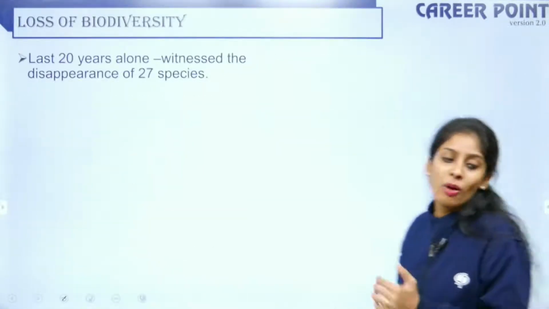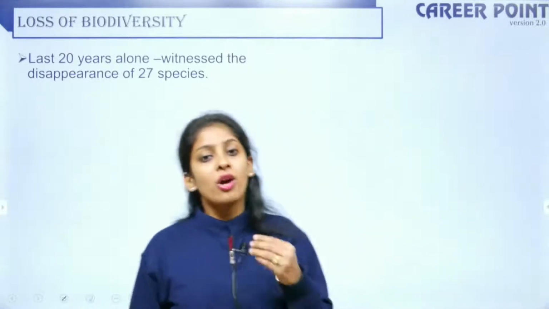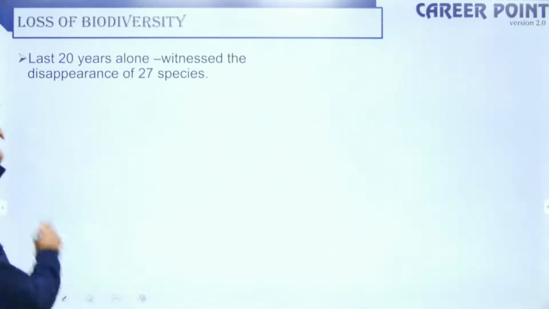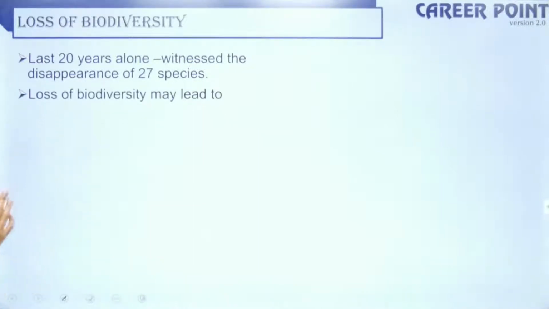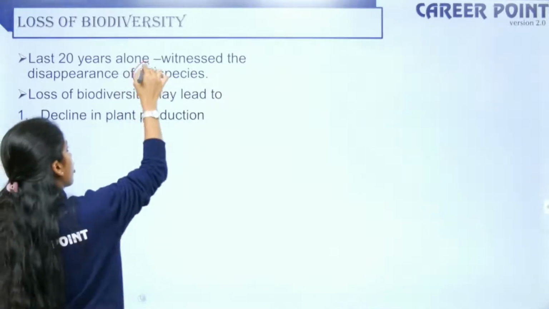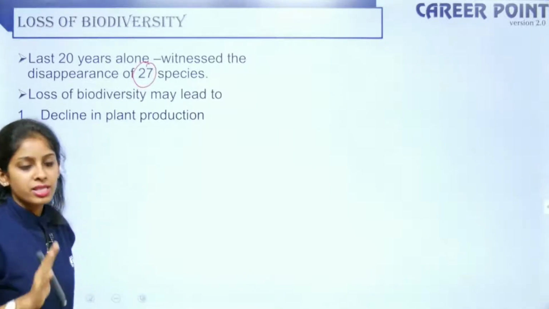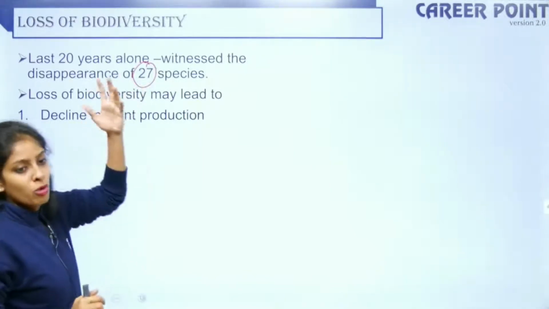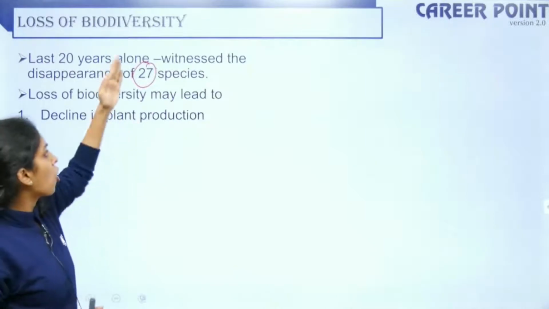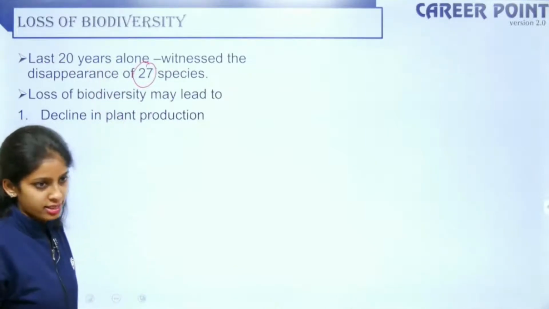So what happens when you have loss of biodiversity? What does it lead to? So the last 20 years alone have witnessed the disappearance of 27 species. So loss of biodiversity may lead to... Okay, so this census is according to your NCERT, the last time when your NCERT was updated. But today it is more number of species, but we go according to the data of your NCERT.